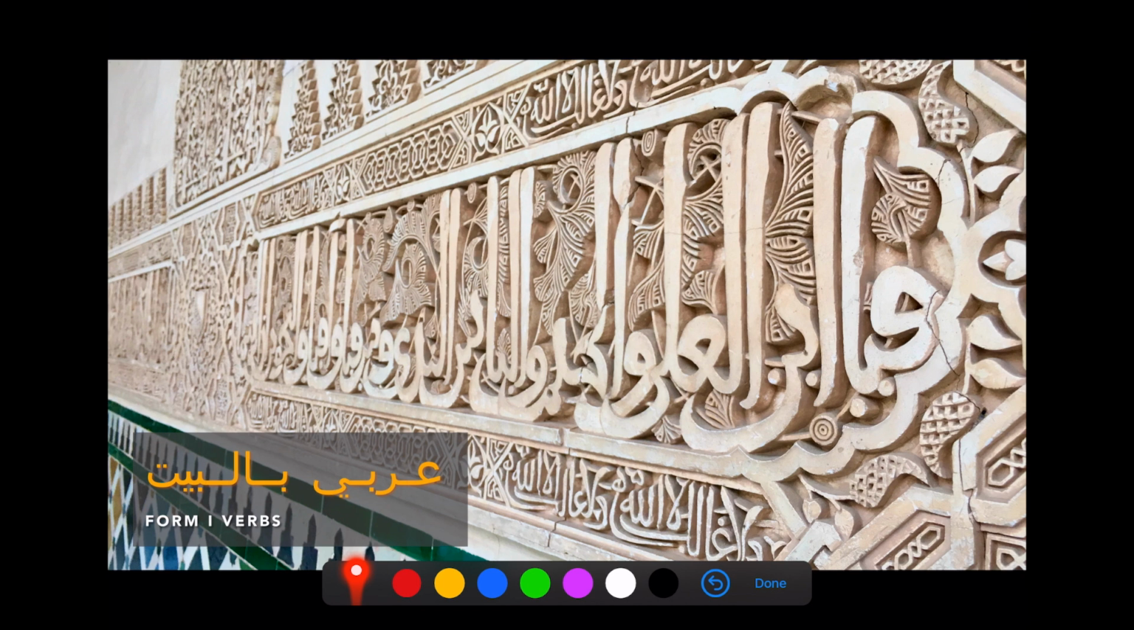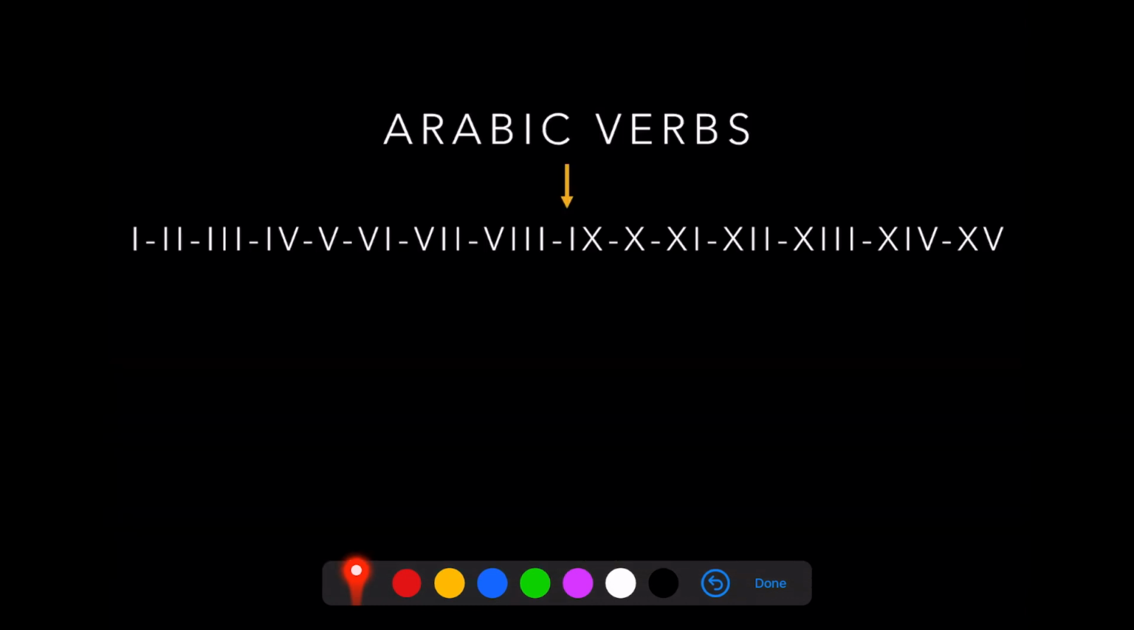Over the next several lessons, we're going to focus on verbs. And this is arguably one of the most challenging, but also one of the most rewarding milestones of learning Arabic. Once you get a good handle on the verb system, you'll have about 80% of the grammar you'll need to be considered fluent. Let's get started.